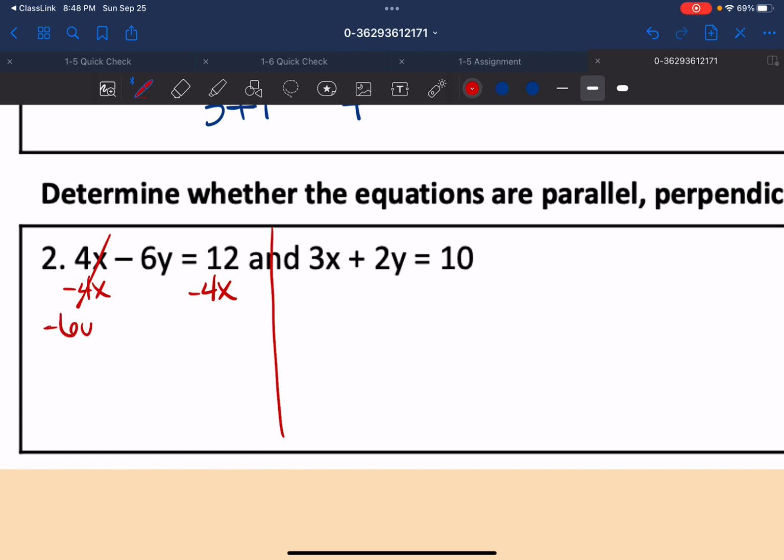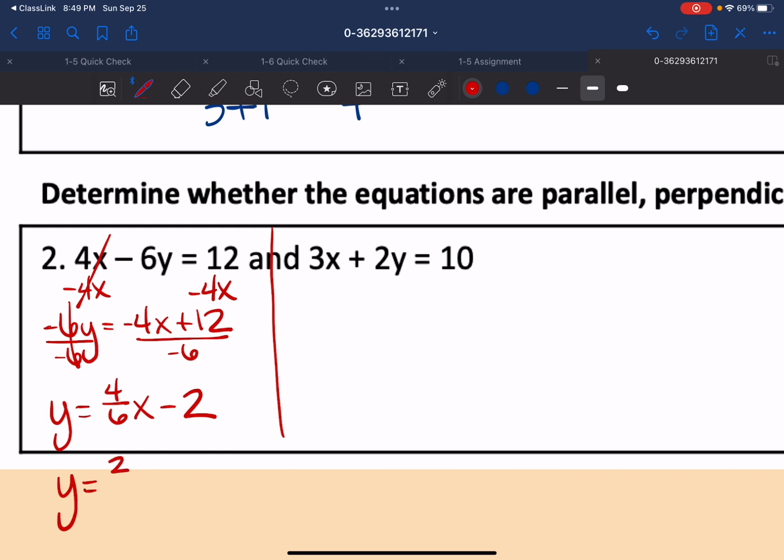So we're at negative 6y equals negative 4x plus 12. Divide both sides by negative 6. So y equals, two negatives make a positive, 4 over 6 x. And then 12 divided by negative 6 gives me negative 2. But we can see that the slope of 4 over 6 reduces. So I'm going to write y equals 2/3 x minus 2. And I'm going to box in my slope because I need to pull that slope in a minute and compare.